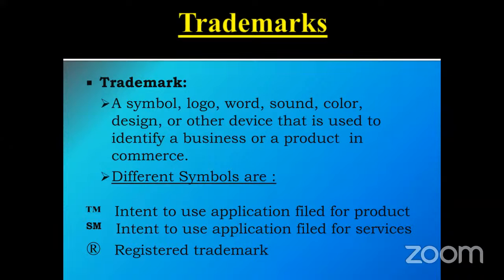Then you can see the capital R inside a circle. That is the registered trademark, that has been registered. So you can see on any product it has been written R. That is the trademark, and it is a type of intellectual property.